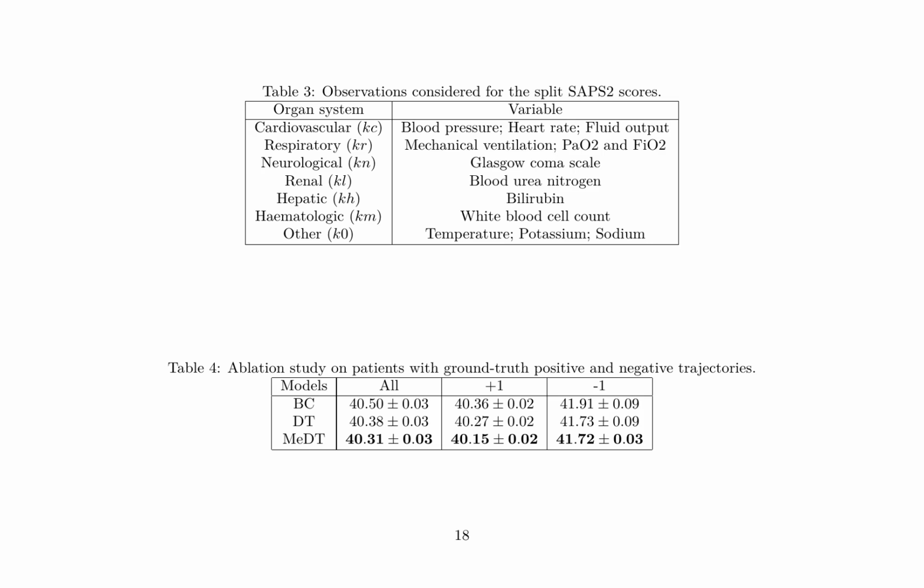The research emphasizes the importance of considering multiple physiological parameters and utilizing robust machine learning algorithms like MeDT to predict patient trajectories accurately. By leveraging a wide range of variables and addressing missing data issues, the study contributes to the advancement of clinical decision-making systems, potentially enhancing patient care and outcomes.